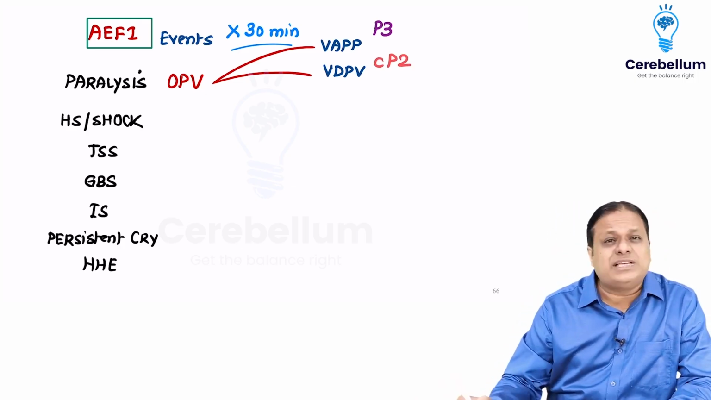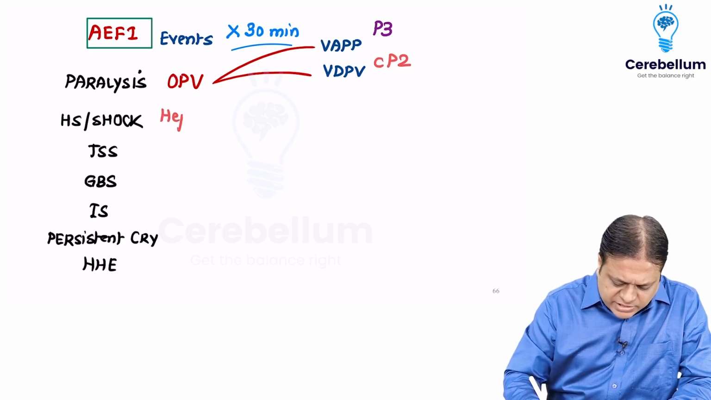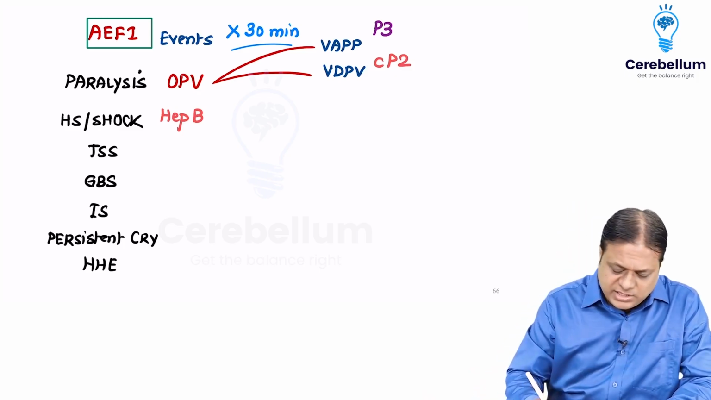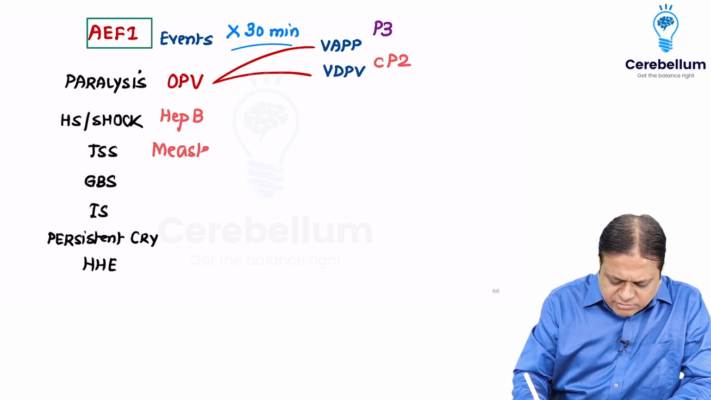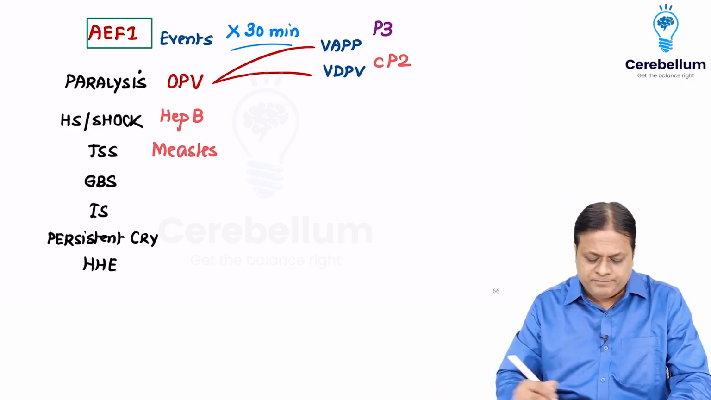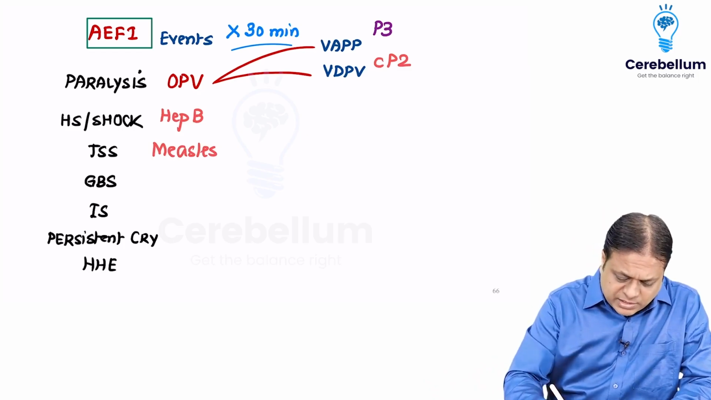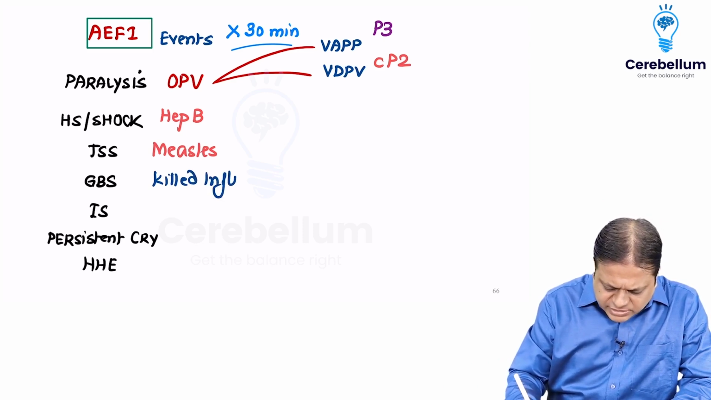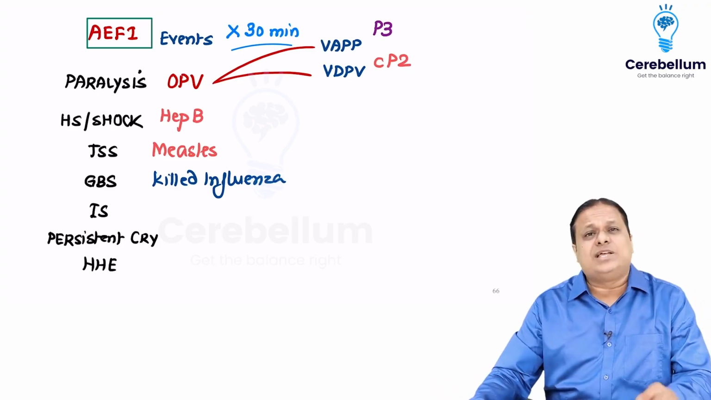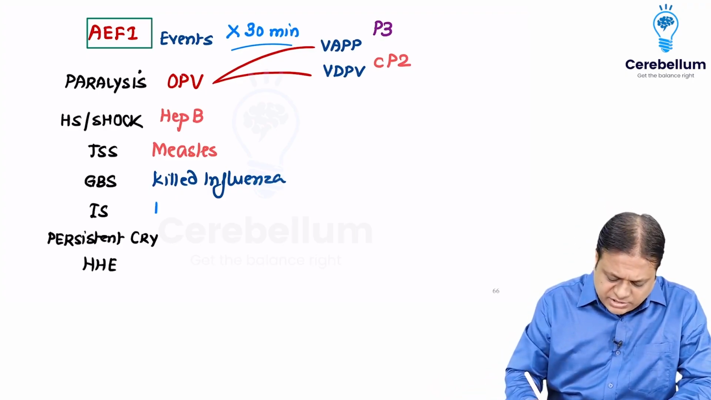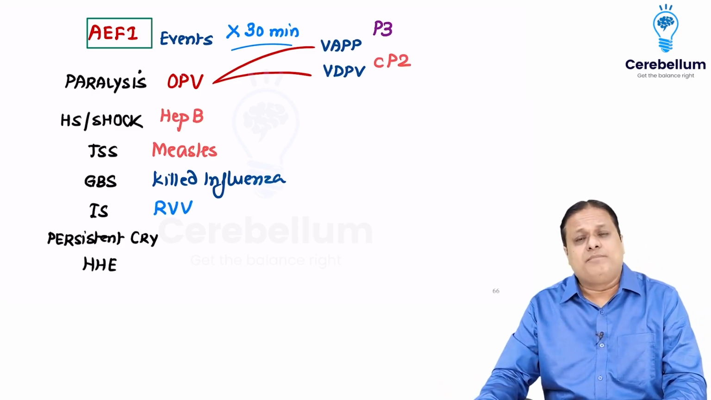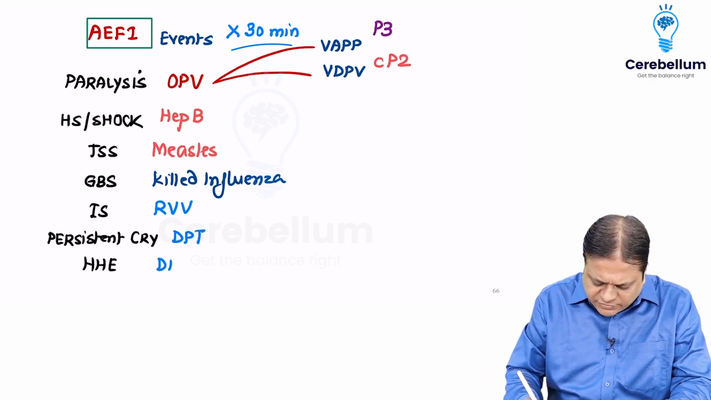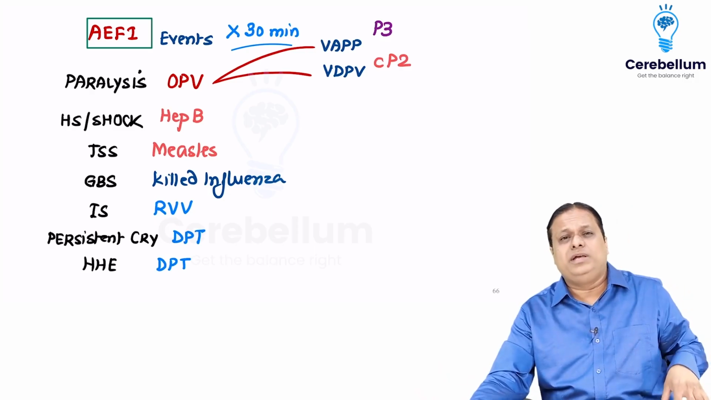When we look at hypersensitivity or shock, then mostly the vaccine responsible is hepatitis B. Toxic shock syndrome, Staph aureus, it is due to lyophilized vaccines. Measles vaccine is the commonest culprit. Guillain-Barré syndrome occurs due to killed influenza or killed swine flu vaccine. Intussusception, potential life-threatening complication, rotaviral vaccine. Persistent crying, again pertussis, DPT. Hypotensive hyporesponsive episode, again DPT.